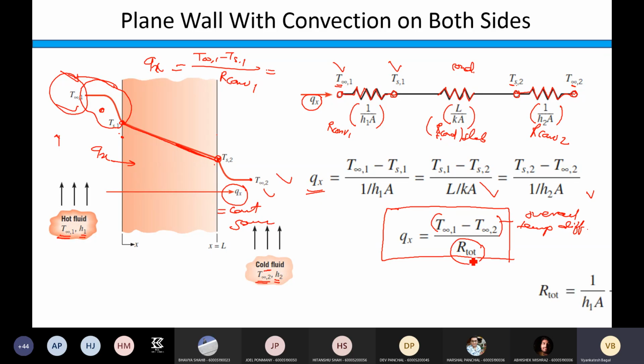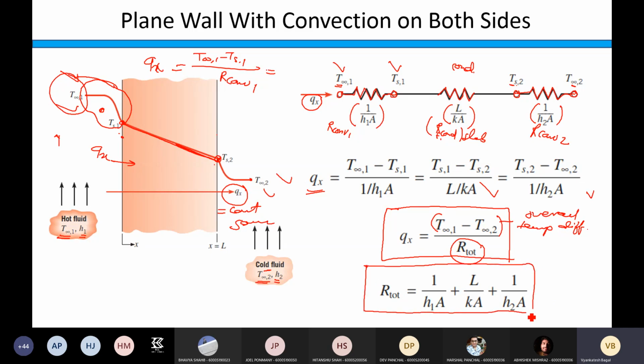Yes, sir. So the total resistance will be given by this expression. It is the sum of the resistances. Now here these three resistances are in series. So our total resistance will be the convective resistance 1 plus the thermal resistance of the slab plus the convective resistance 2 on this side. Convective 1 plus thermal plus convective will give you the total resistance R total. Clear? Yes, sir.